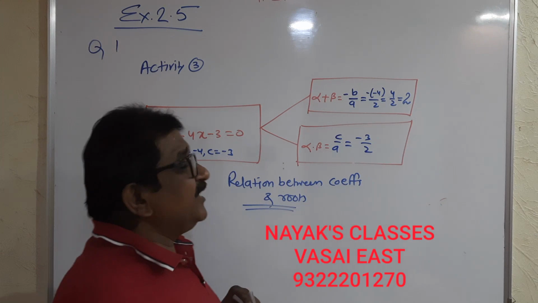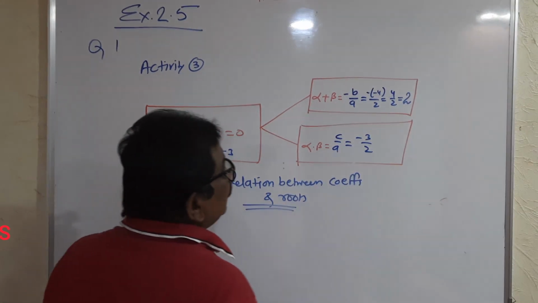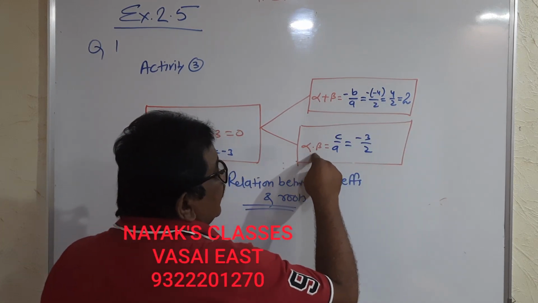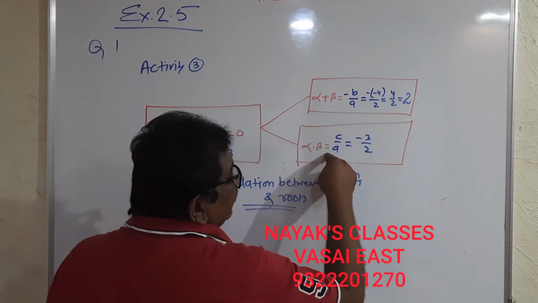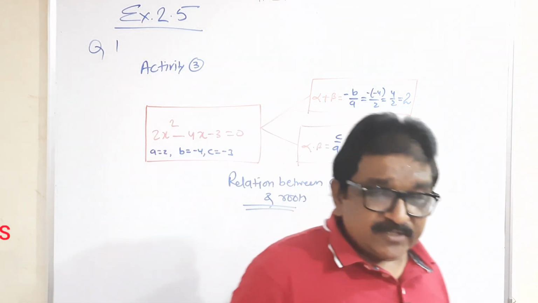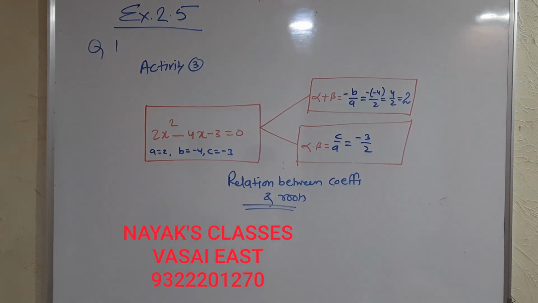So alpha plus beta is minus b upon a, that is minus minus 4 upon 2, which is 4 upon 2, and alpha into beta is equal to c upon a, which is equal to minus 3 upon 2. This is activity 3, question number 1 of exercise 2.5.